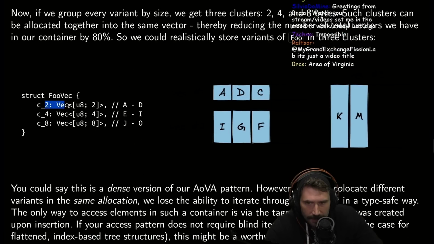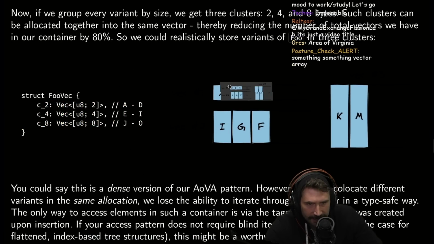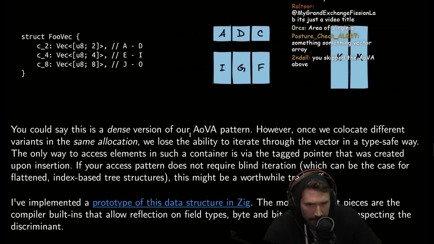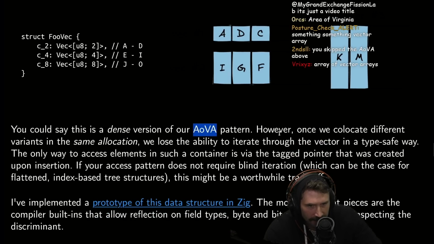Okay. So we have a bunch of different kinds of vecs, right? This makes sense. You collapse them all based on their size. You could say this is the dense version of our AOVA pattern.